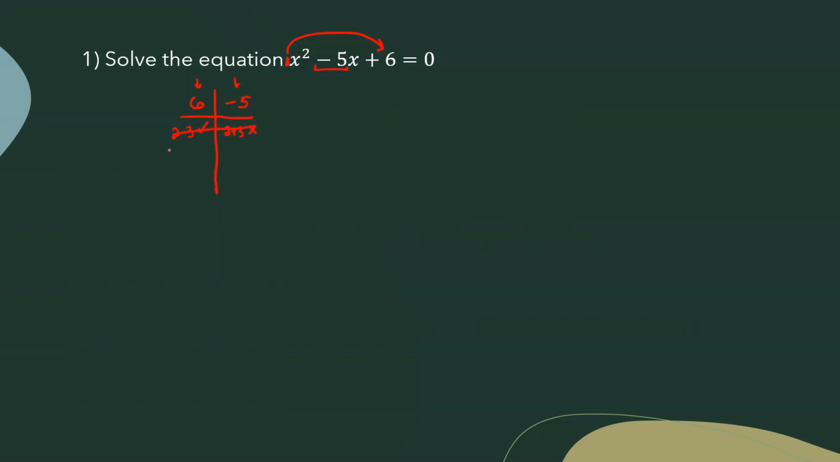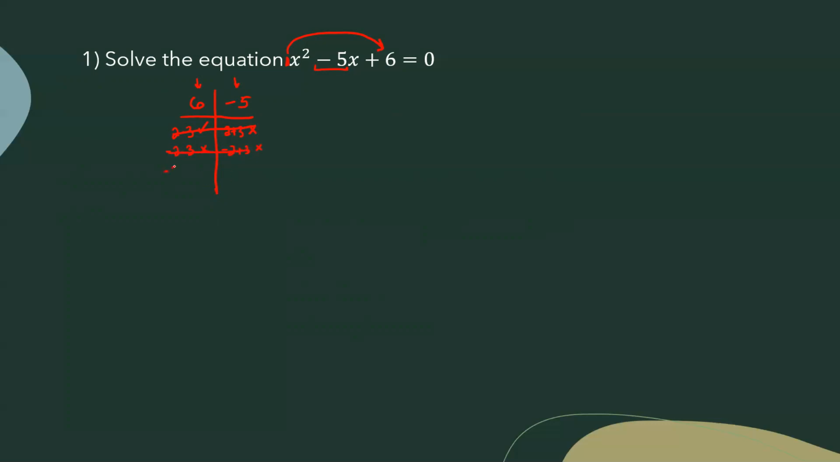Let's try another one. What if we did negative 2 times 3? Well, that equals negative 6. That's not going to work. What if we did negative 2 plus 3? Well, negative 2 plus 3, that's just going to be positive 1. That won't work. So obviously, if one of these isn't correct, then they both won't work.